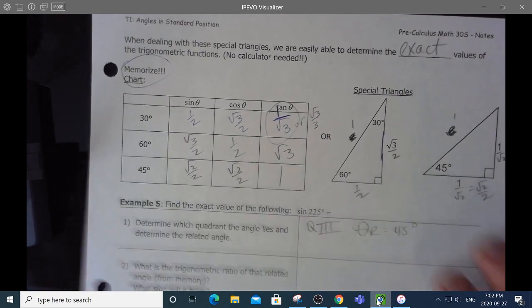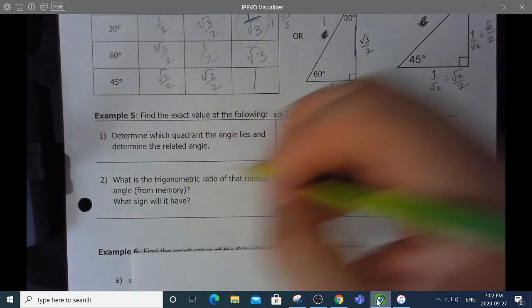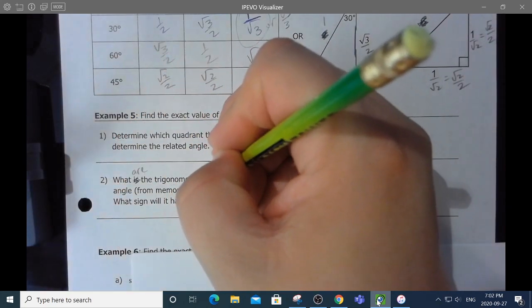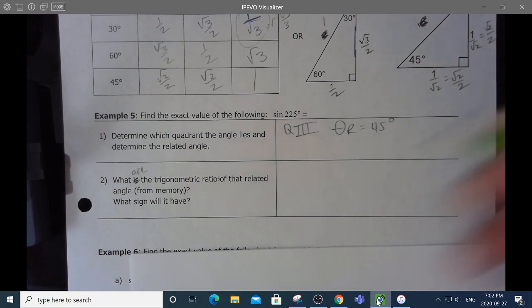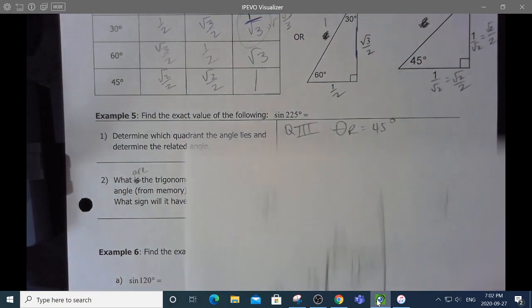Okay. Next, what trigonometric ratio of that angle from memory? What sine will it have? Okay, so when it says what is the trigonometric ratio, we should probably say what are the trigonometric ratios, because you can do them all. The sine of 225 degrees. Again, how do I figure that out?